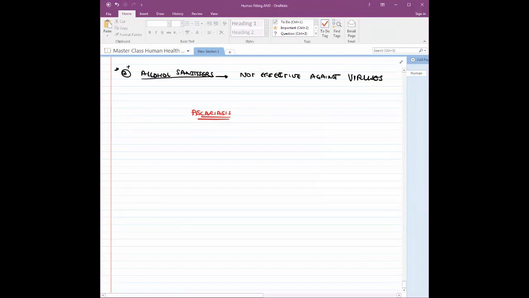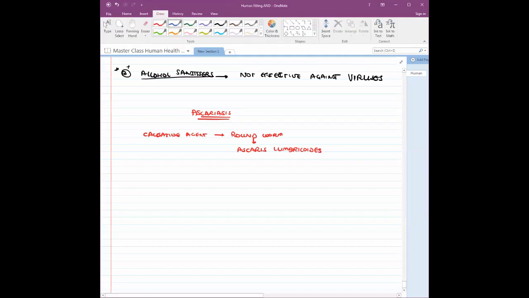Okay, so let's try to quickly put this thing down. If we talk about the causative agent, guys, this is going to be the roundworm. That is your Ascaris. In full terms, it is called Ascaris lumbricoides. And when we talk about this Ascaris, you will see that it shows two different forms. Like I said, the males are going to be different, the females are going to be different.